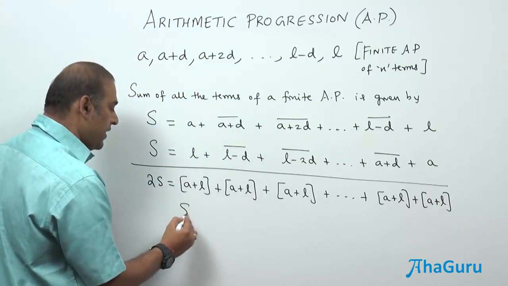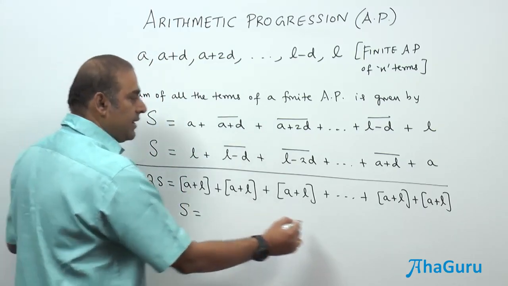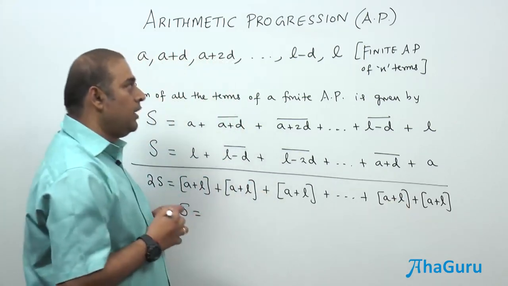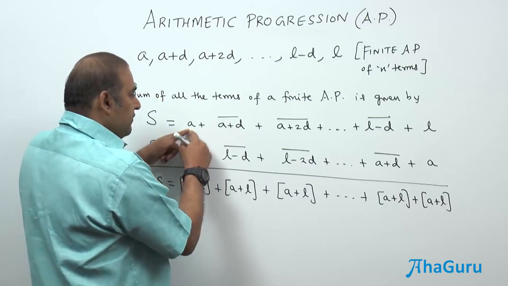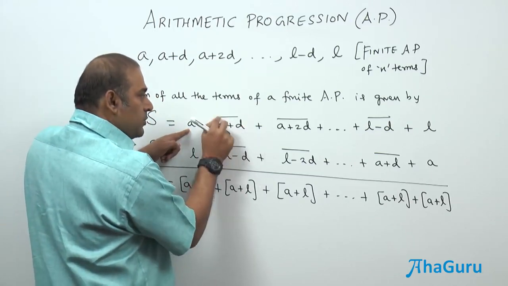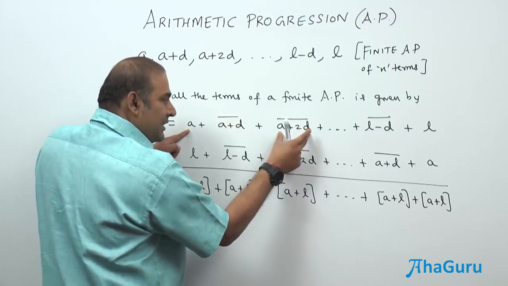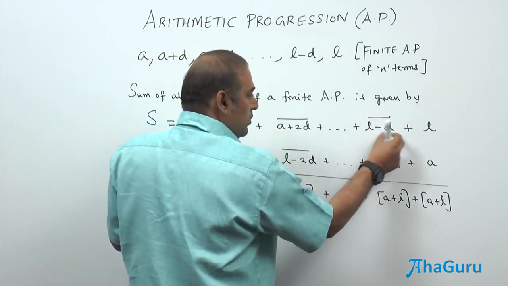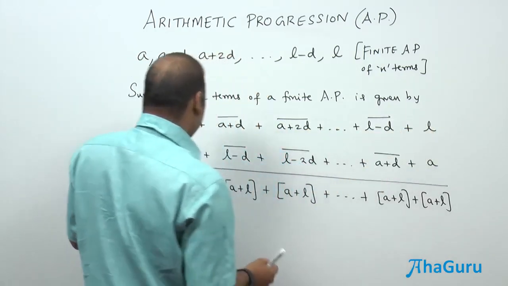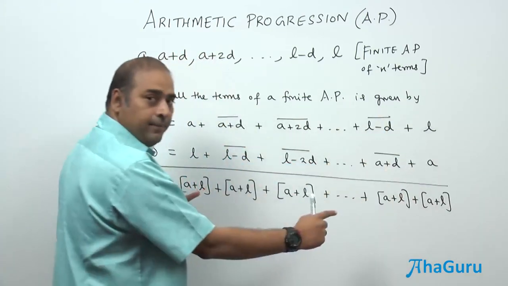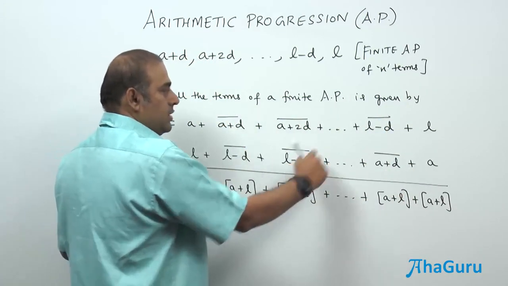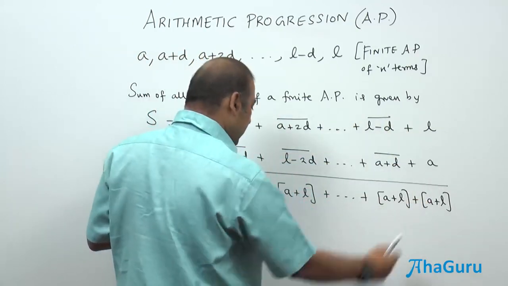Therefore, if you want to find the sum, this repeated addition happens how many times? Since the finite AP contains n terms, this is the first term, this together is the second term. That is why I put a bar here, and this is the third term, and this is the last but one term, this is the last term, the nth term. Since you are adding vertically, there are n results coming. This is the first result, second, third, fourth, all are same. This is the nth result.